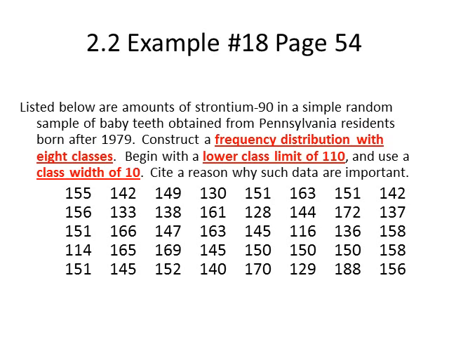Here we have listed below some amounts of strontium-90, which is a radioactive substance that was found in a simple random sample of baby teeth obtained from Pennsylvania residents born after 1979. Construct a frequency distribution with 8 classes. Begin with a lower class limit of 110 and then use a class width of 10. And cite a reason why such data are important. So notice that they're guiding us here. We know we want to divide the data into 8 classes, and we know we want to start with 110. So what I'm going to do then is set up my table on the next page.